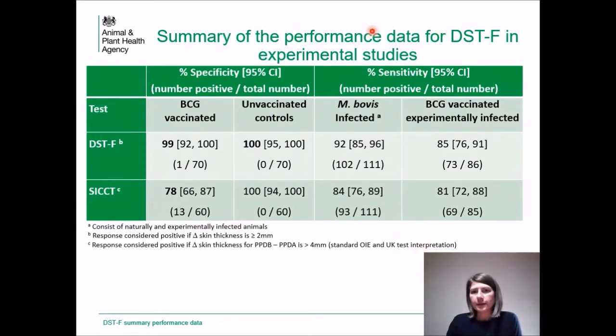And on the right-hand side, you can see the sensitivity of DSTF and SICKET in M. bovis infected animals and BCG vaccinated and experimentally infected animals. DSTF in M. bovis infected animals has a sensitivity of 92% compared to 84% sensitivity of the SICKET. And in BCG vaccinated and then experimentally infected animals, DSTF sensitivity goes down to 85%, and the SICKET is very similar at 81%.